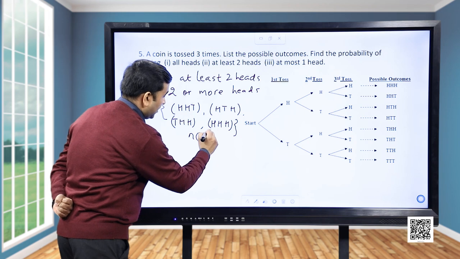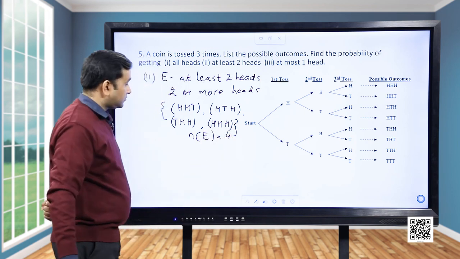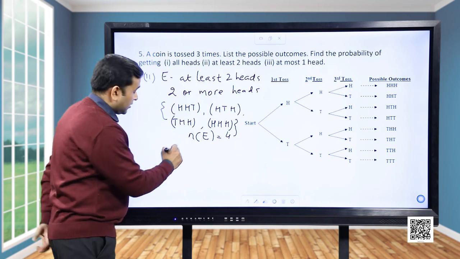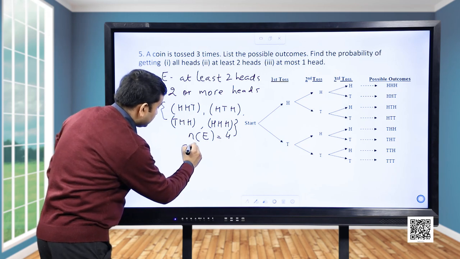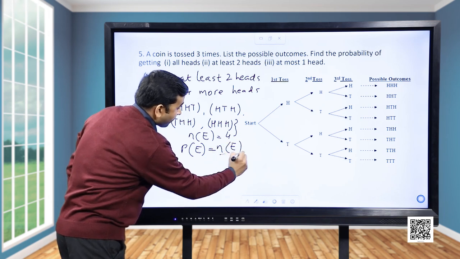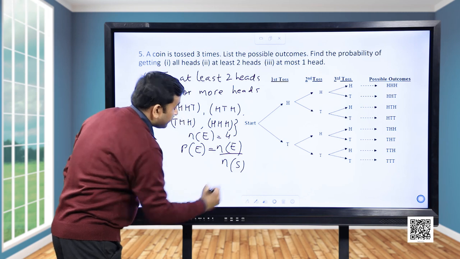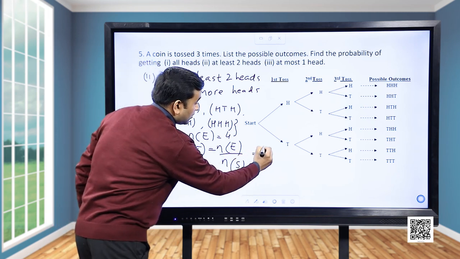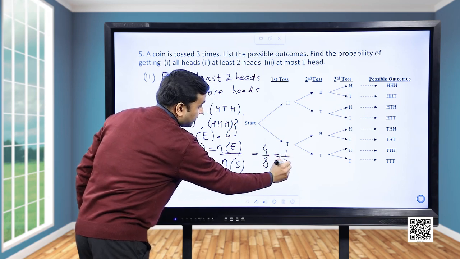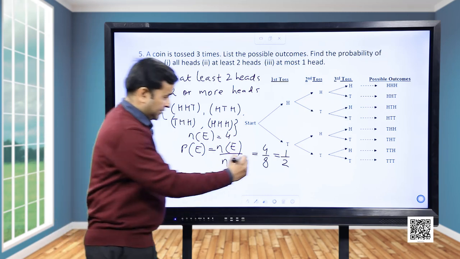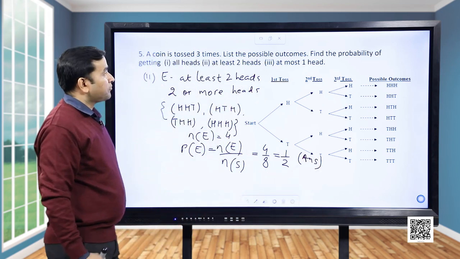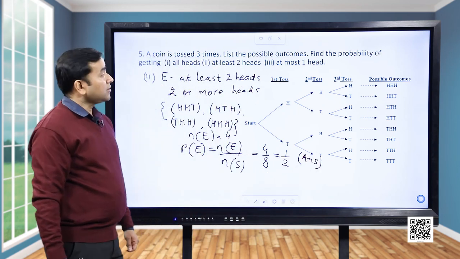We have NE equal to 4. And what was NS? NS was 8. So what is the required probability? Required probability is PE equal to NE upon NS, which is equal to 4 upon 8, and this is half. And this is the required answer. Okay, did you understand? Let us go to the third part.